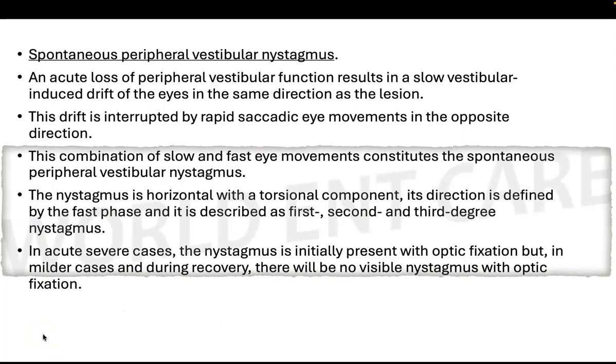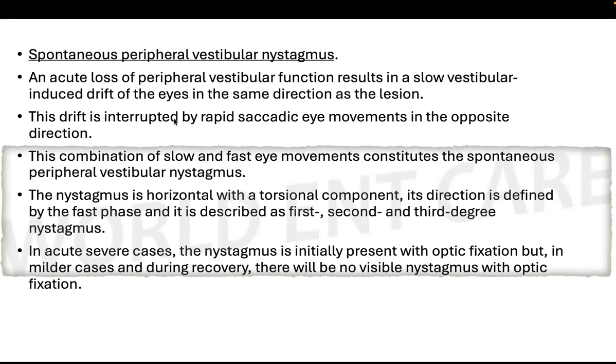Then the most common characteristic clinical finding with sudden unilateral loss of vestibular function is the spontaneous peripheral vestibular nystagmus. That is suggestive of vestibular neuritis. Okay, so this is the most characteristic clinical finding. In acute loss of peripheral vestibular function, there is a slow vestibular-induced drift of the eyes in the same direction as the lesion. Okay, so the drift will be in the same direction as the lesion, and the drift is interrupted with rapid saccadic eye movements in the opposite direction.